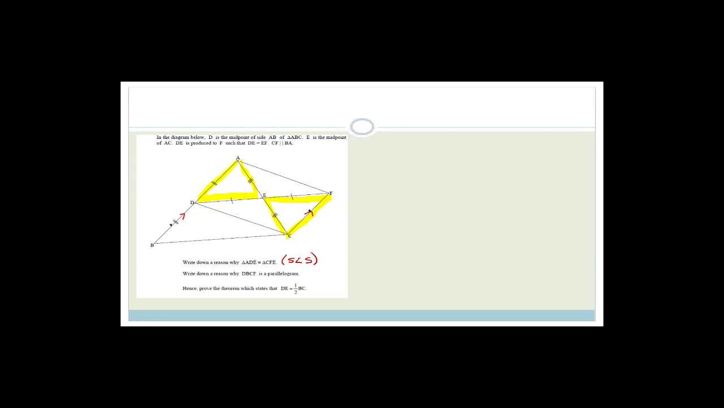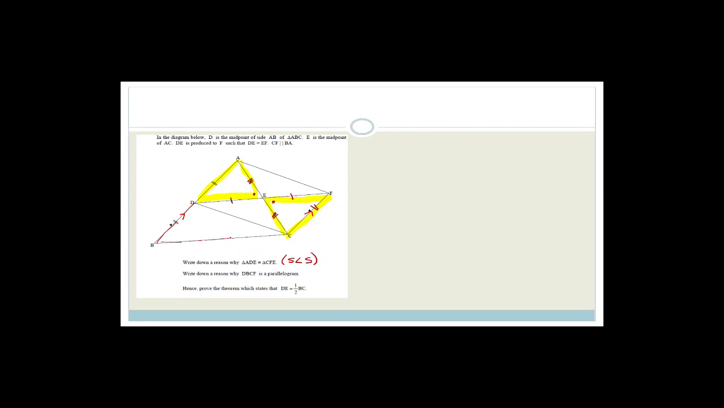The reason being, this side is equal to that side. This side here is equal to this side. And that angle is equal to that angle because they're vertically opposite. Therefore, these two triangles are congruent, which means that this side is equal to that side. Now it says write down a reason why DBCF is a parallelogram. So we're looking at DBCF, we're looking at this here.